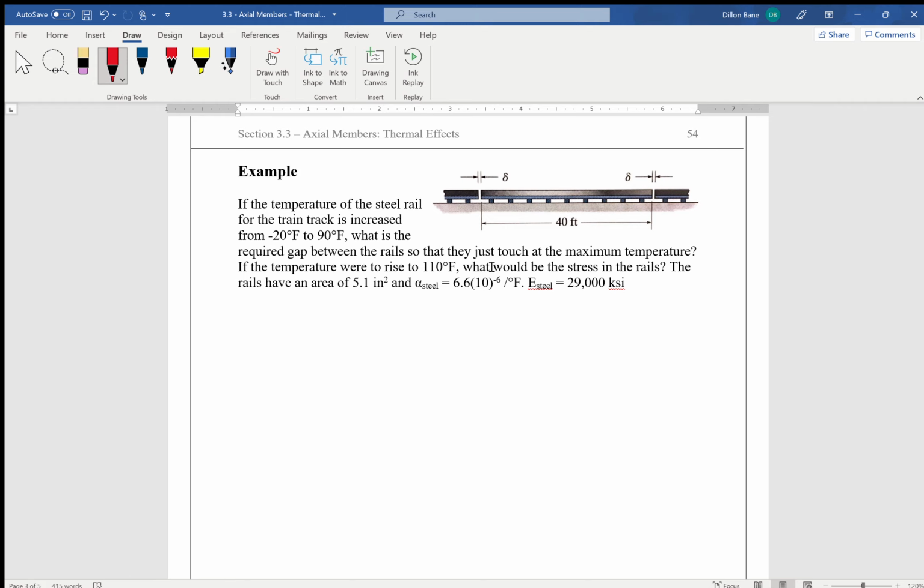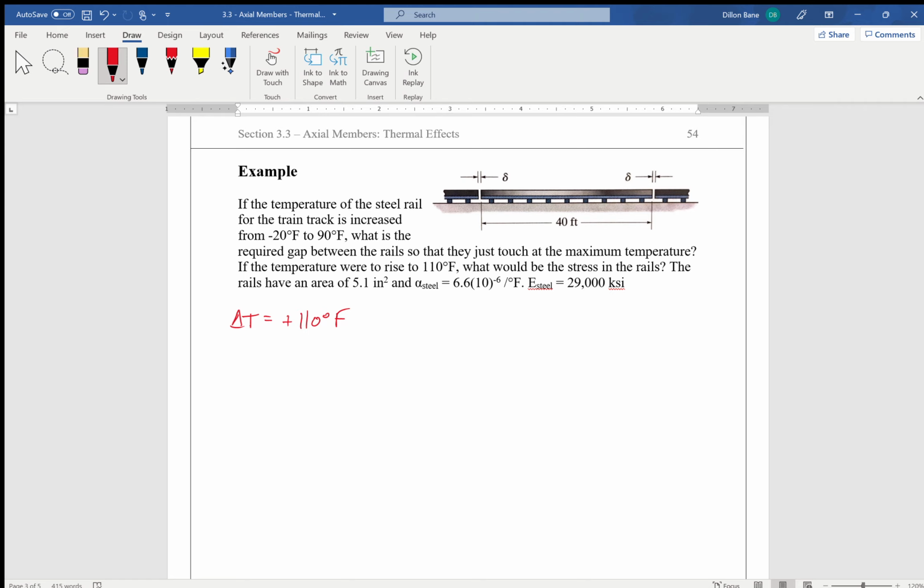So from the problem statement that's given, what can we say? First, we know that the temperature is changing from negative 20 to 90. So that means our delta T is a positive 110 degrees Fahrenheit. And we need to know what the gap is so that the gaps will be closed at this 110 degree delta T.